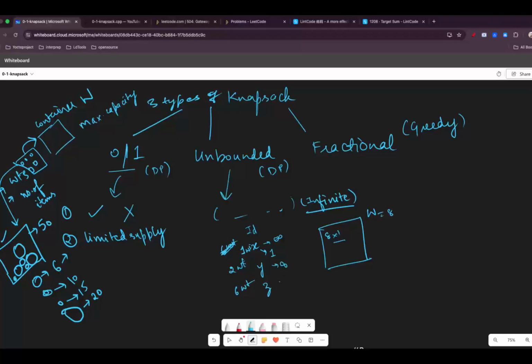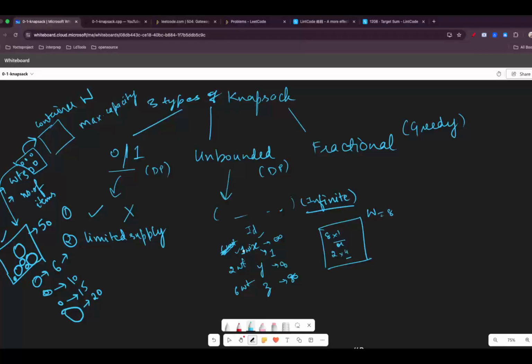Say some Z is there, and it also has infinite supply. So either you can put 8 into 1, that is this one, 8 items, which will be the maximum number of items, or you can put 2 multiplied by 4, so only 4 items you can put. So the maximum items you can put are these which are there.